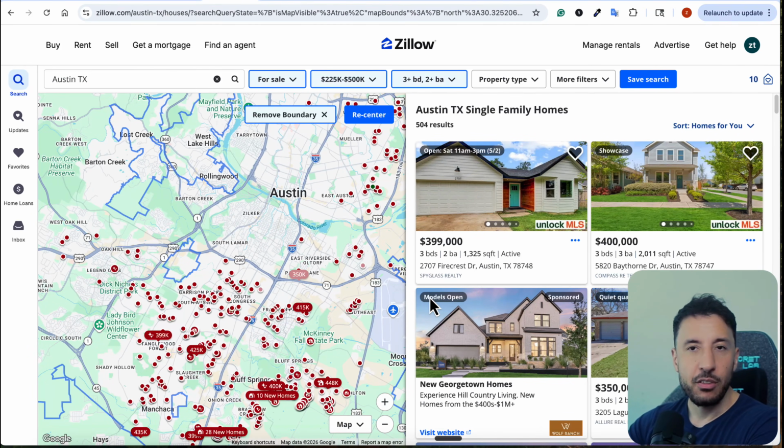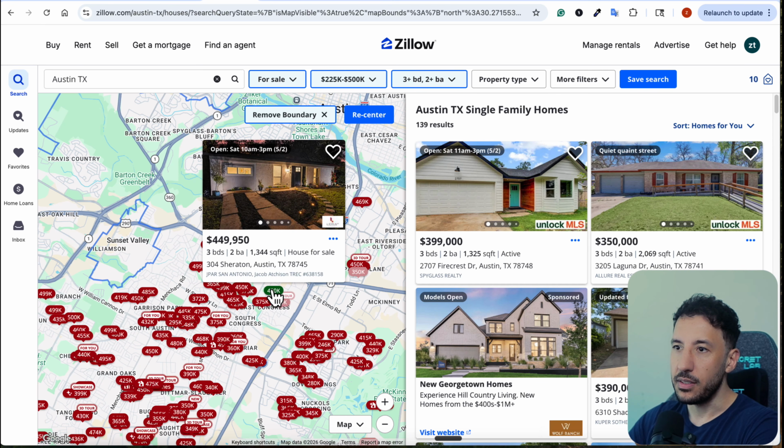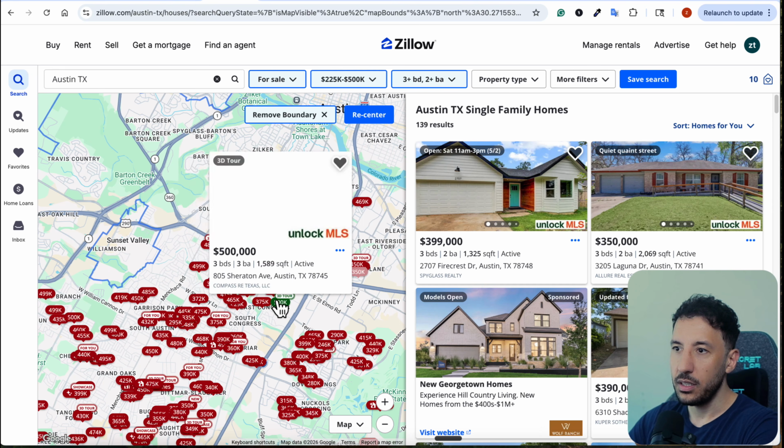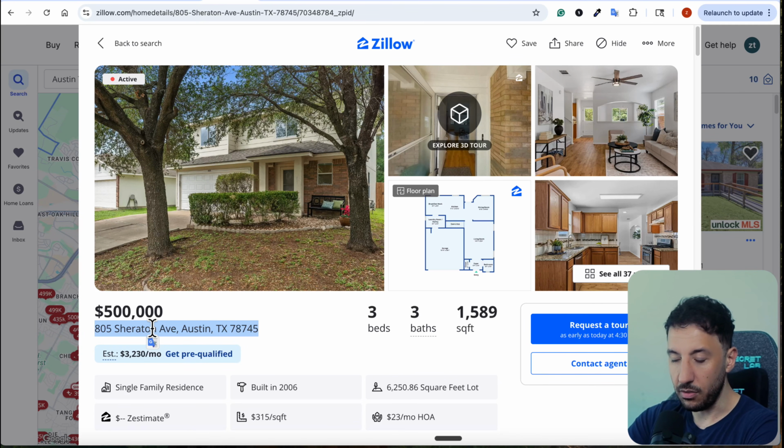Alright, so let's go ahead and run this on a cheaper property somewhere in Austin, Texas, right? So let's go ahead and maybe choose this one, right? Actually, there you go. Let's choose this one. This one looks decent. So I'm just going to go ahead and copy the address here.